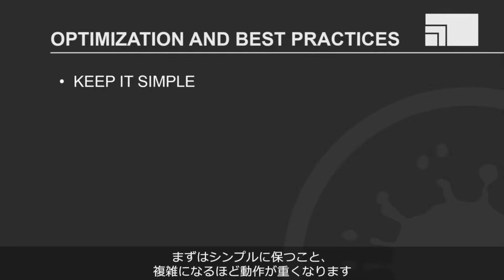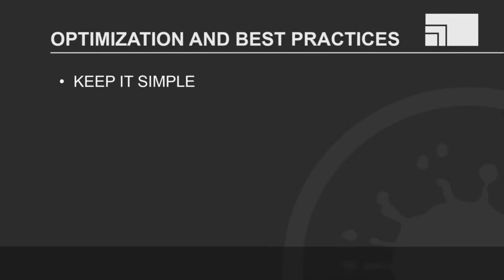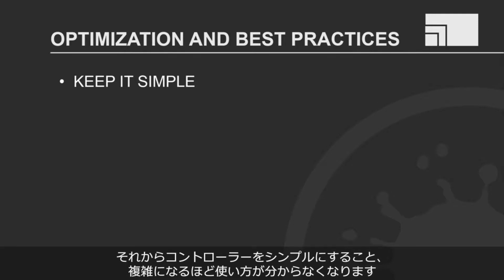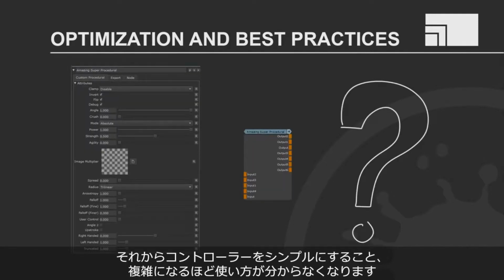Before we wrap up for the day, I just want to spend a minute going over a few best practices and some optimization tips when creating these custom procedurals. First off, keep it simple. The more complicated you get, the heavier the node will be in your scene. Also, keep the user controls simple. The more controls you add, the harder it will be for the user to understand how to use them.